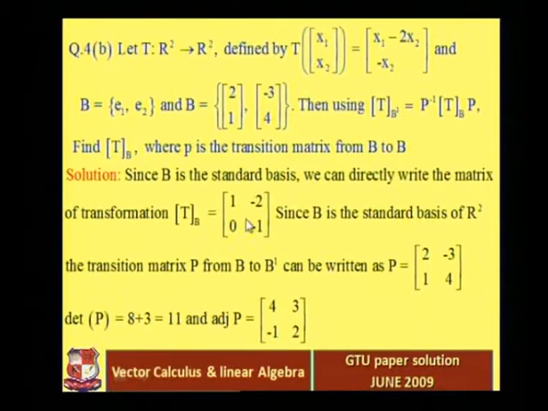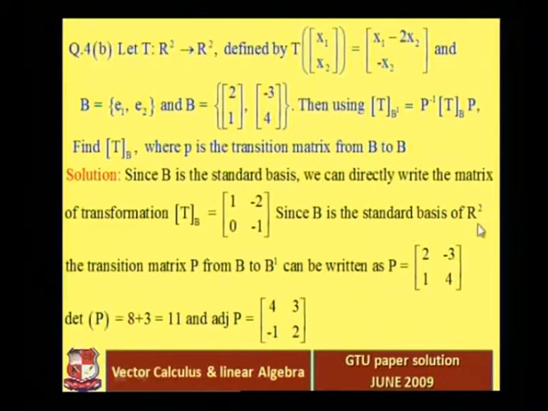1 0, the first column. Then the coefficient of x2 in the first element is -2 and here -1, so that's why -2 -1, right? Since B is the standard basis of R2, the transition matrix P from B to B dash can be written as P is equal to [2 -3; 1 4]. Okay, 2 -3 1 4.